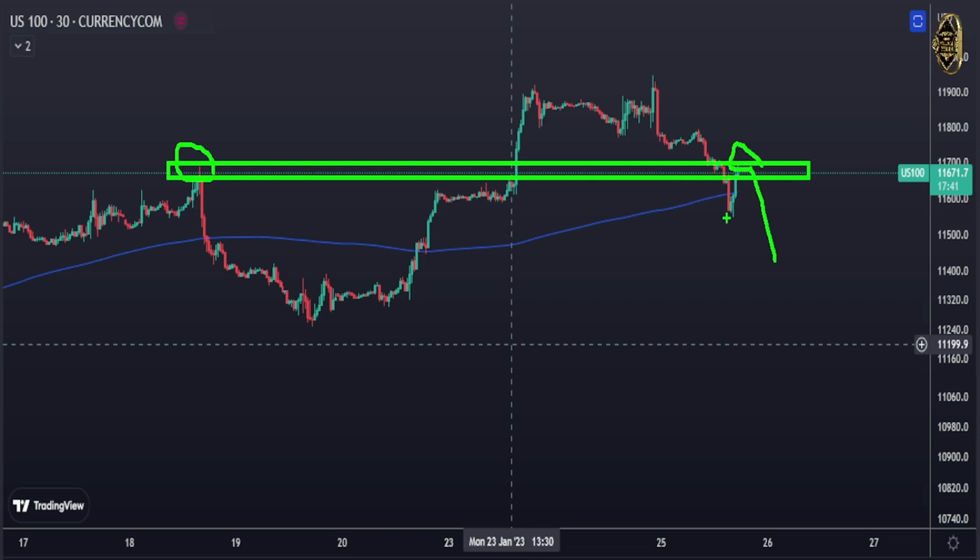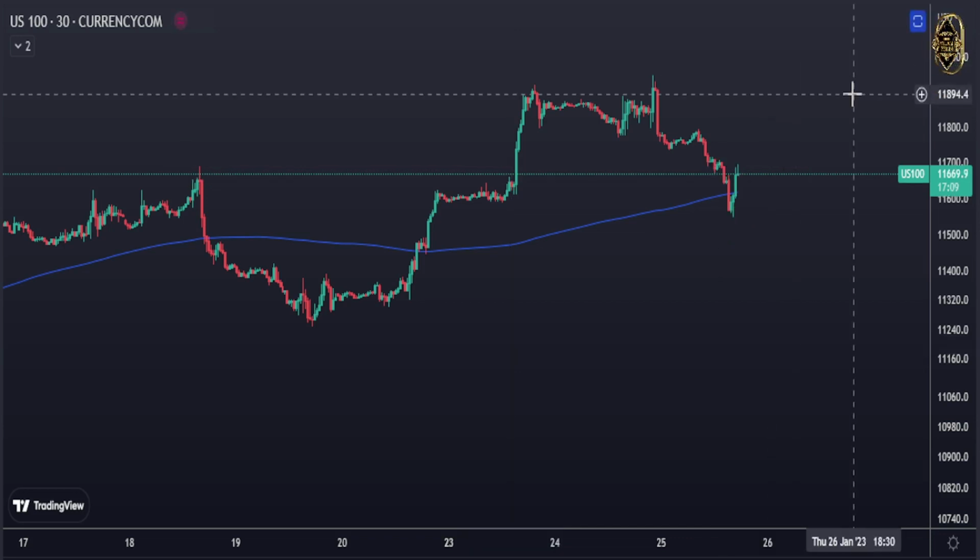Now either from here it is going to fall down again to break the last low, which is here, and that is going to indicate the market is still falling down, or in another story it is going to break the small trend line and go up. Now there is nothing clear. Let's see what our indicator is saying.